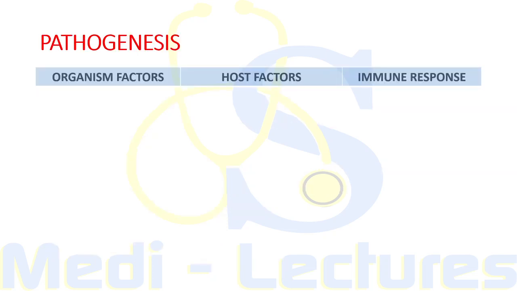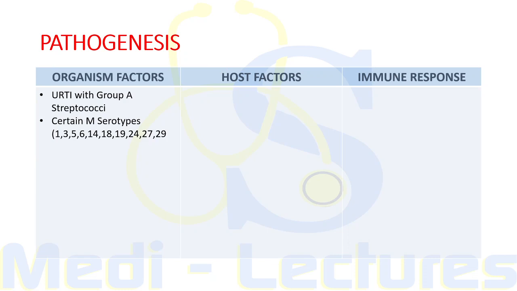Now in the pathogenesis of this condition, we'll first discuss the organism factors, what are the host factors and the immune response theory which leads to rheumatic fever. So acute rheumatic fever is exclusively caused by upper respiratory tract infection with group A Streptococcus bacteria. Now classically, certain M serotypes have been implicated which include 1, 3, 5, 6, 14, 18, 19, 24, 27 and 29. These M serotypes are known to cause the acute rheumatic fever. But in areas with high incidence, any strain can lead to acute rheumatic fever.